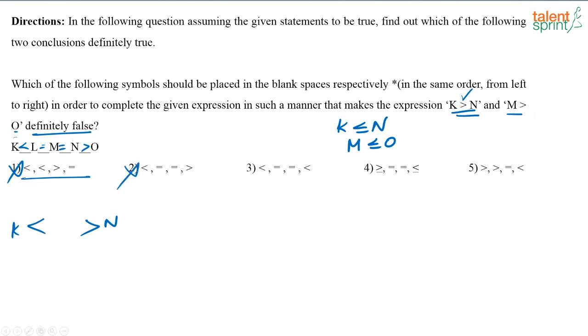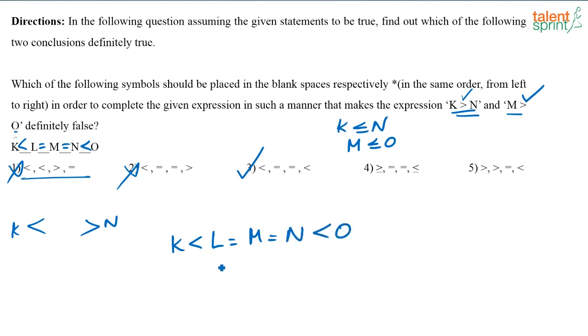So the second option fails. Look at the third option. If you look at the third option, you have less than, equal to, less than. So in this case, I know for sure K is not greater than N. First condition is satisfied. Second condition, again M becomes less than O. So the second condition is also satisfied. So both the conditions are satisfied when you put in option 3. So option 3 has to be your answer. That is K less than L is equal to M is equal to N less than O.